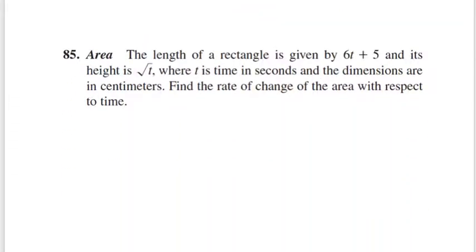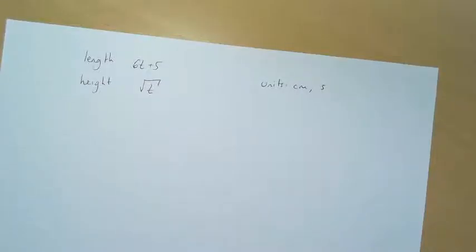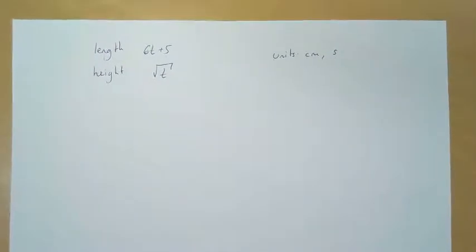The next problem we're going to look at is exercise 85. In exercise 85, we have a rectangle. The length of a rectangle is given by 6t plus 5. The height of the rectangle is given by root t. T is in seconds. The dimensions are in centimeters. Find the rate of change of the area with respect to time. So how is the area changing with respect to time?